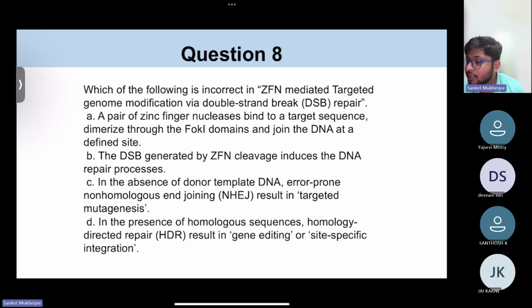Which of the following is incorrect in zinc finger nuclease mediated targeted genome modification via double-stranded break repair? A, a pair of zinc finger nucleases bind to a target sequence, dimerize through FokI domains, and join the DNA at a defined site. B, the DSB generated by zinc finger nuclease cleavage induces the DNA repair process. C, in the absence of donor DNA, error-prone non-homologous end joining happens. Or D, in the presence of homologous sequence, homology-directed repair happens. Which of the following is incorrect? Option A.